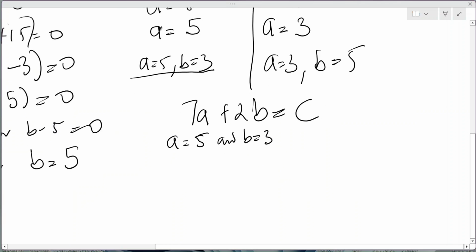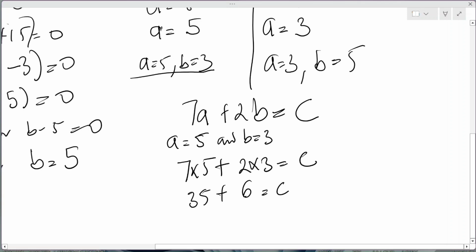So we have 7a. 7a is 7 times 5 because a is 5. So you change a to its numeric value, which is 5, plus 2 times b, which is 3, equals c. You have to be careful here. This is BODMAS in math. You multiply them separately before you add them. If you add before multiplying, you get a wrong answer. You have 7 times 5, that's 35, plus 2 times 3, that's 6, equals c. 35 plus 6 will give you 41. That's one of the c's, 41.